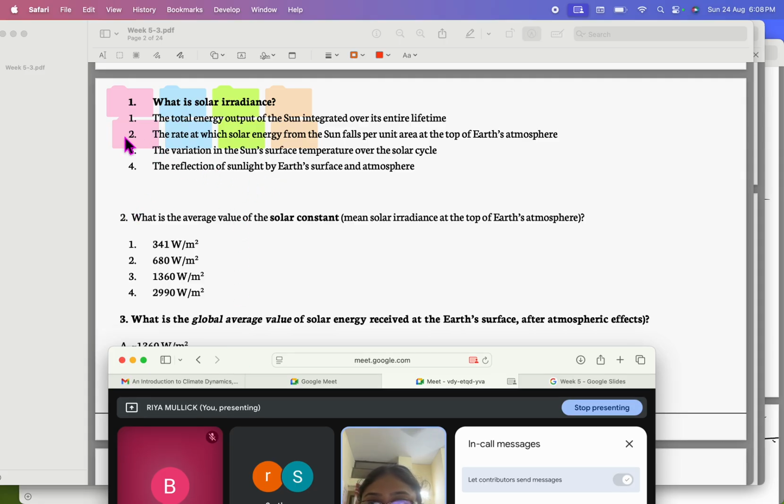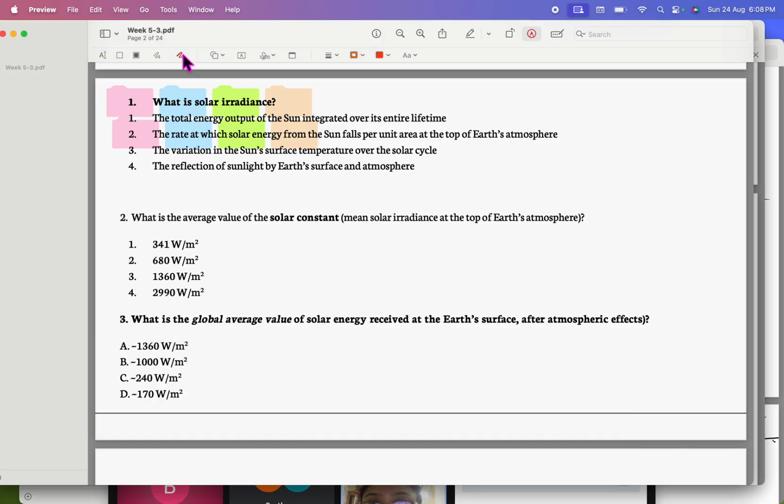Yes, it is option B. The rate at which the solar energy from the sun falls per unit area at the top of Earth's atmosphere. So the correct option is B.